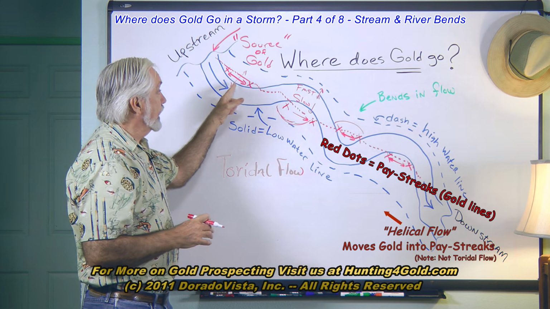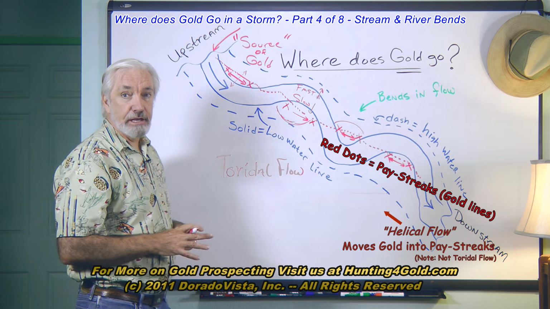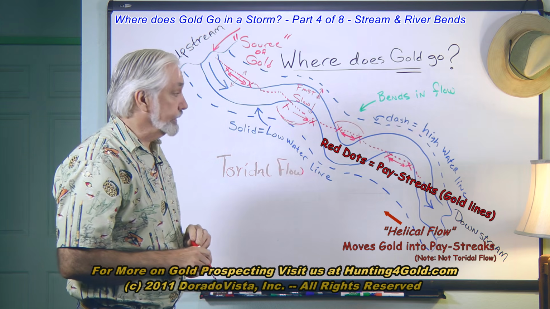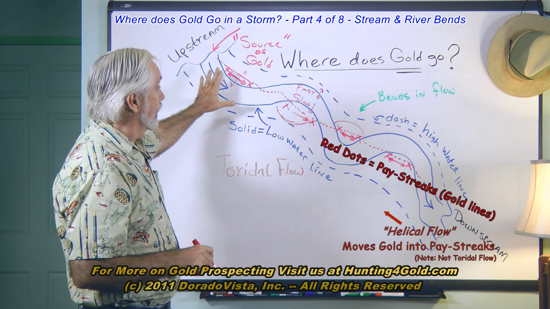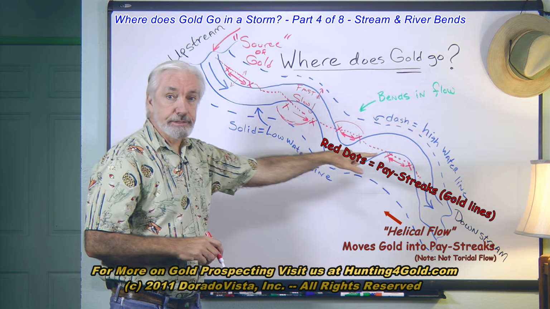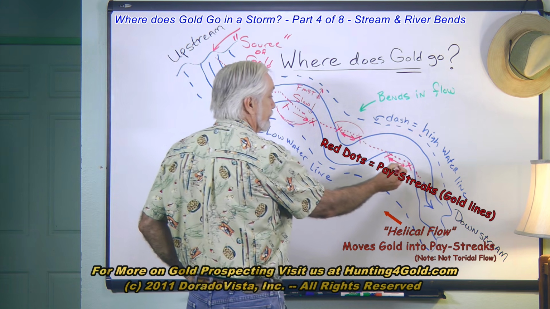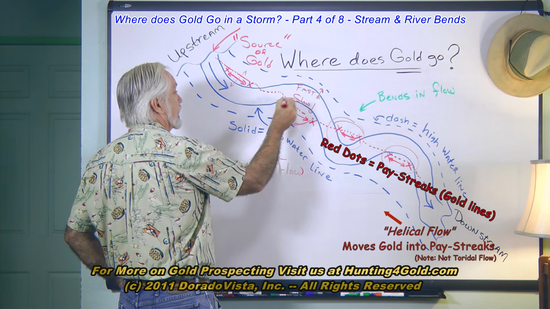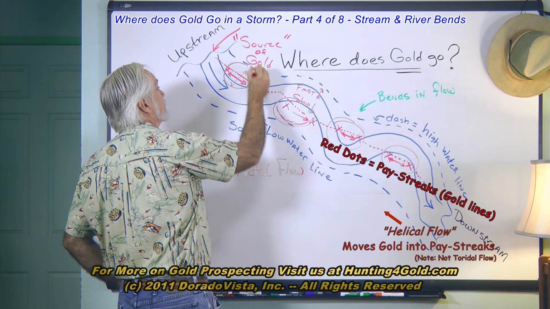But if you go crosswise, and we'll talk about that later in sampling, then you can start finding where the gold is. So this is the thing you want to watch for, is these bends, and basically you want to go and find these areas and start working them.